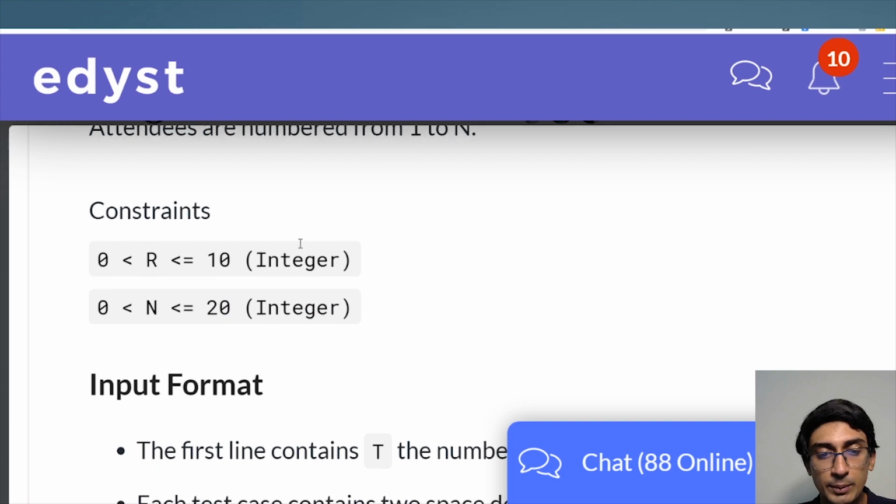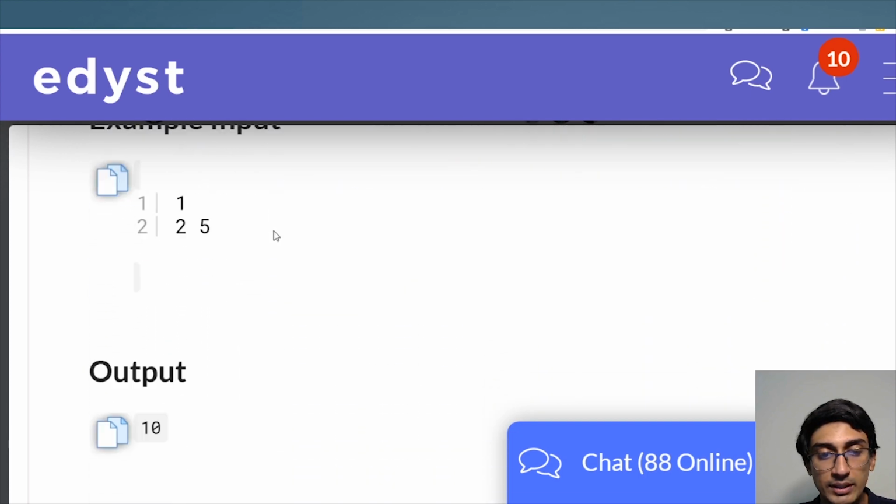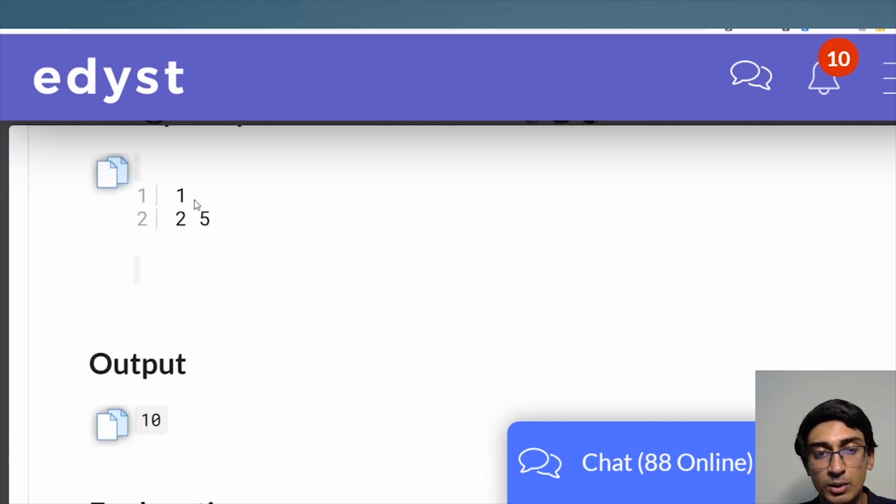Let's look at another example that's given to us, right? The example given is 2, 5. 1 is the number of test cases, and 2, 5 tells us 2 is the number of tables and 5 is the number of people. So let's look at how we'll go about dividing it.